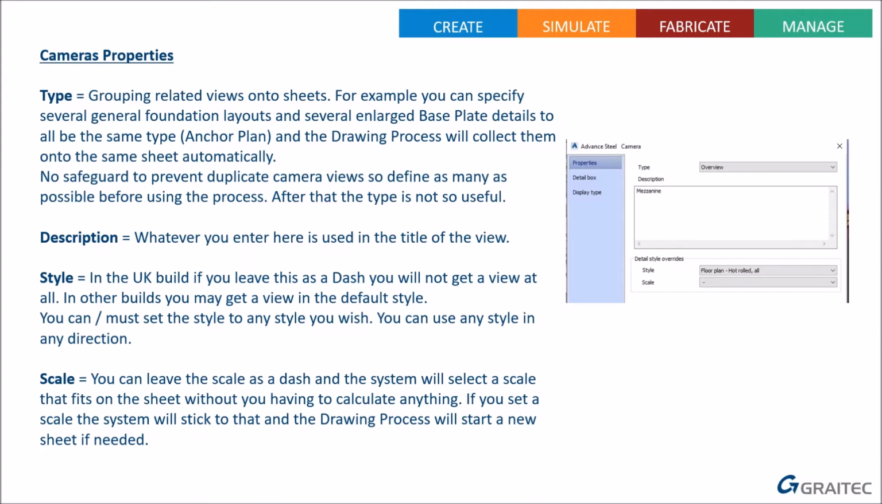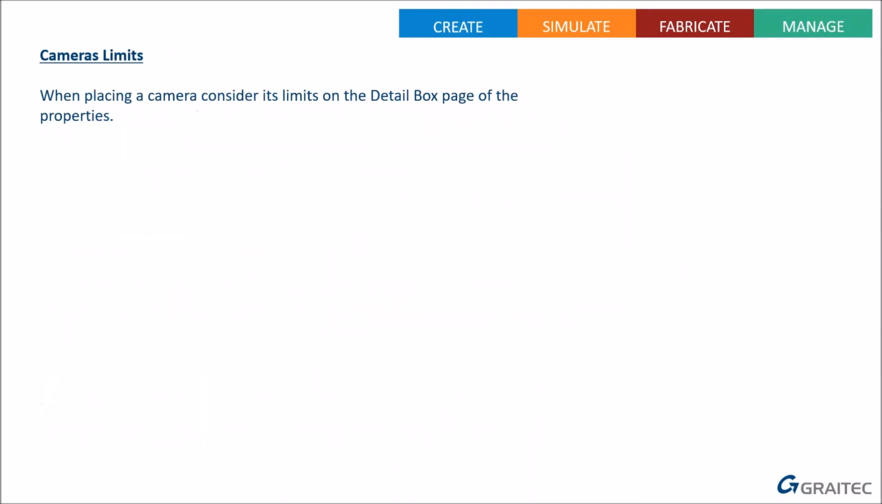But if 1 to 25 is too small, or the default scale is too small, and you want a bigger one for the enlarged base plate or something, you can select something like 1 to 10 or 1 to 5 in that list, and it will lock that view to the selected scale.